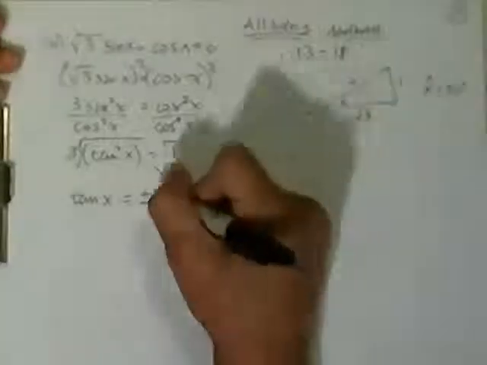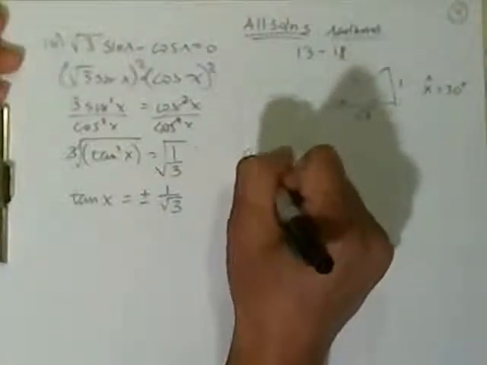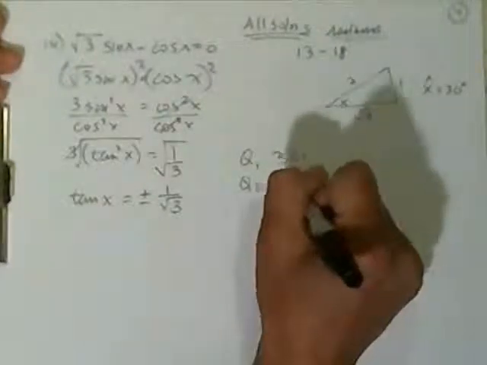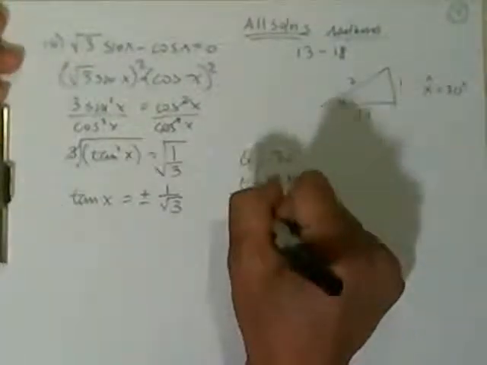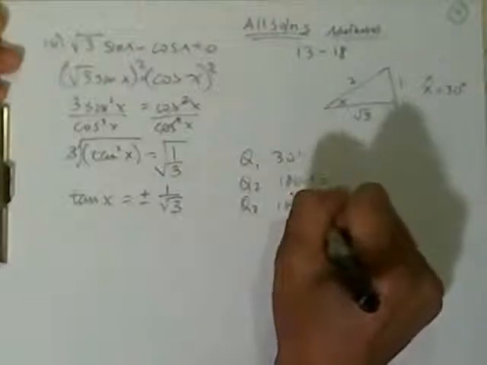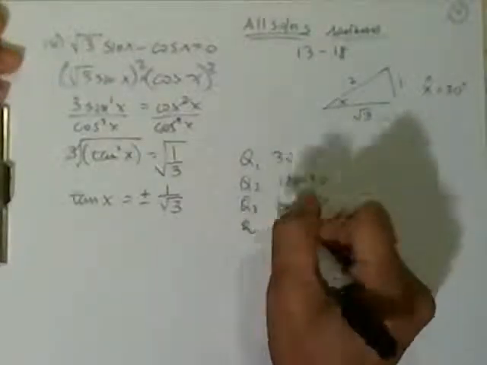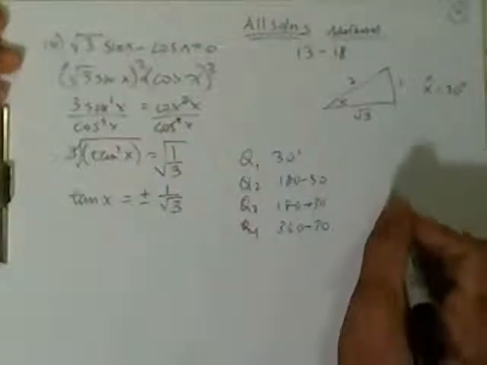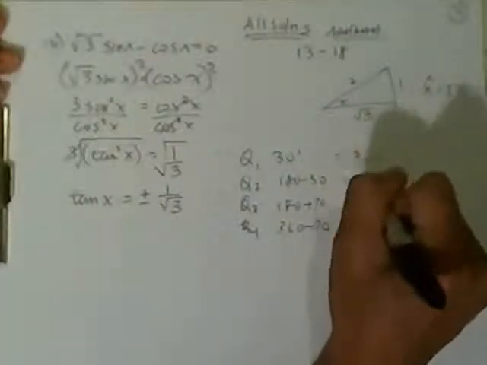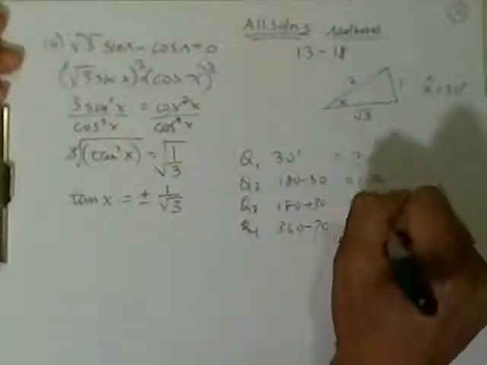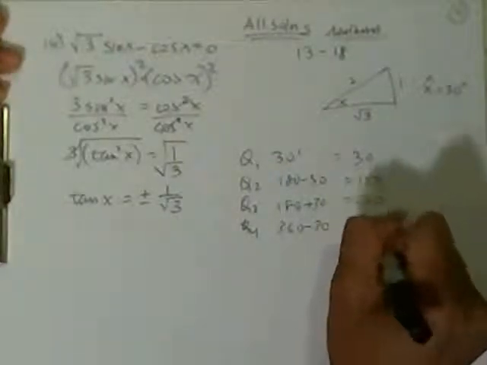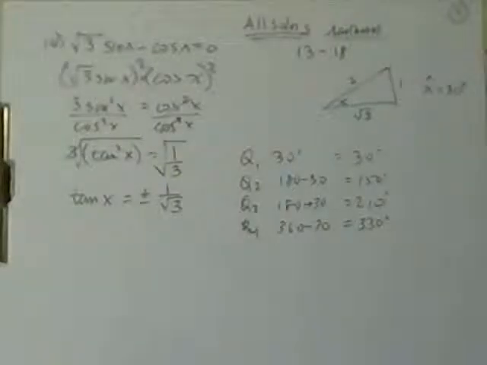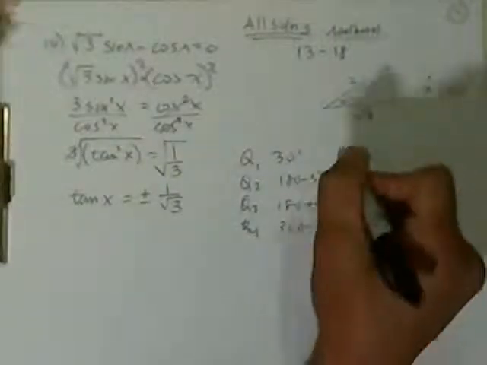So one's a positive and negative. In quadrant 1, it's going to be 30 degrees. Quadrant 2 is going to be negative, 180 minus 30. Quadrant 3 is going to be 180 plus 30. And quadrant 4 is going to be 360 minus 30. That's equal to 30, 150, 210, and 330 degrees. And that's your final answer.